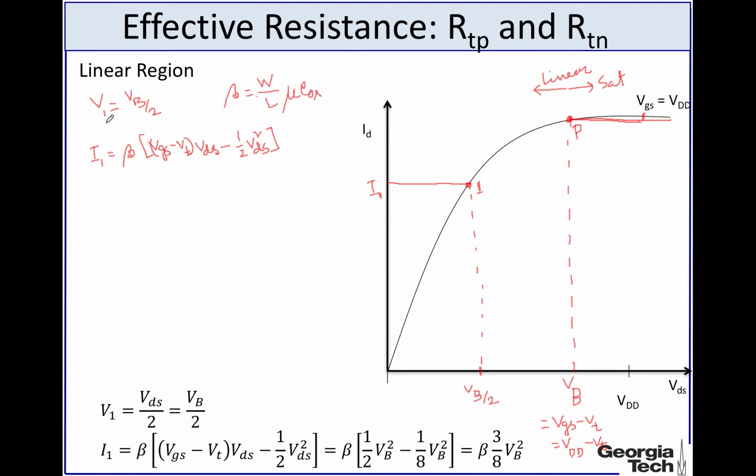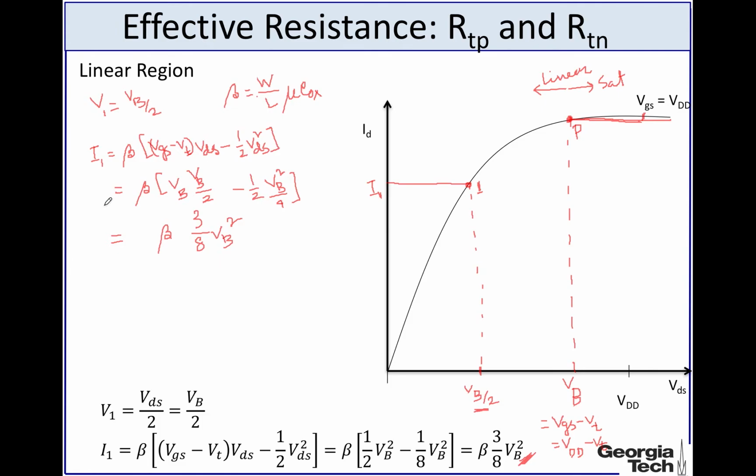All right, so here what is VGS minus VT? So we have said that VB equals VGS minus VT, so this is equal to VB. And what is VDS at point 1? The VDS at point 1 is VB over 2, so this VDS square becomes VB square over 4, and as a result what we finally get is 3 over 8 VB square, and this is what we have seen.